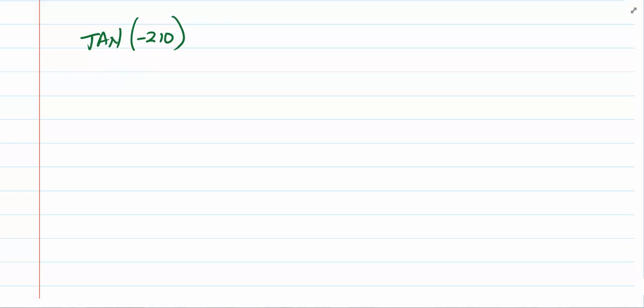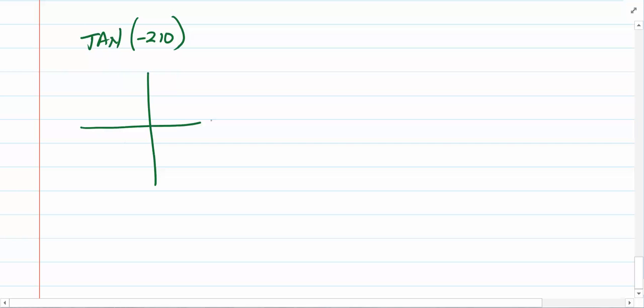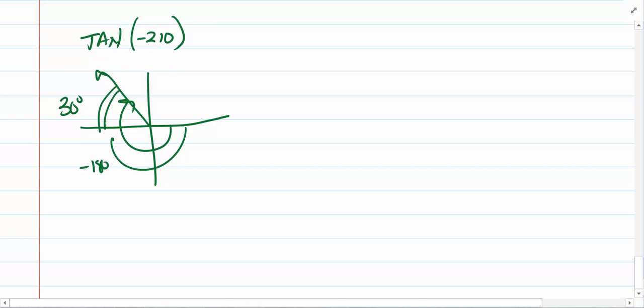Where is negative 210 degrees? Quadrant 2. Negative 210 degrees is this angle here. So what is the reference angle? 30 degrees. Because if I just go halfway, I've gone negative 180. Then I have to go another 30 to get to negative 210, right? So the reference angle is 30 degrees.